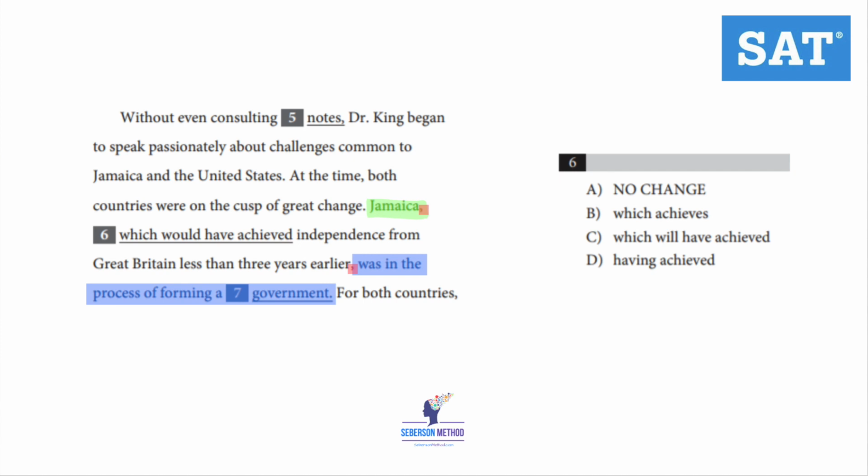Notice, Jamaica was. So this is in the past tense, which basically cancels out B, which achieves, because that is in the present tense. C, which will have achieved, would be in a future perfect, which also implies a present tense. And then now we're choosing between A and D, which would have achieved, and D is having achieved. Between the two, we need to choose the one that is less wordy. Therefore, the answer choice is D.